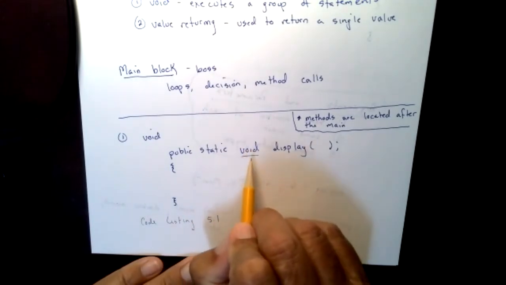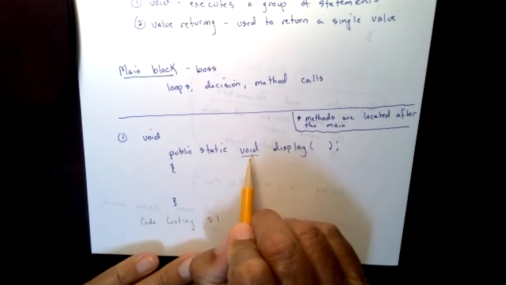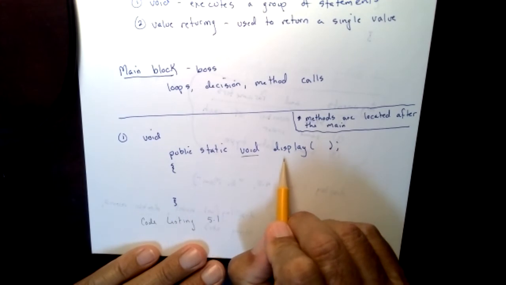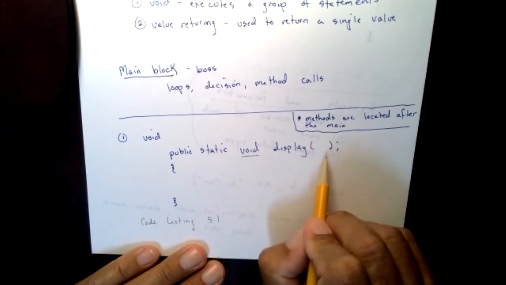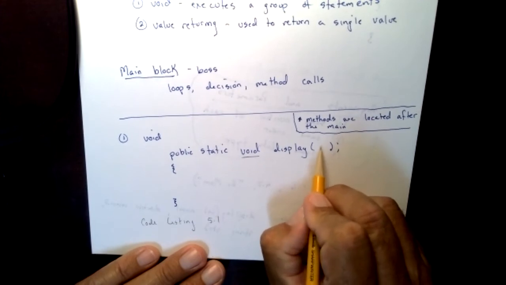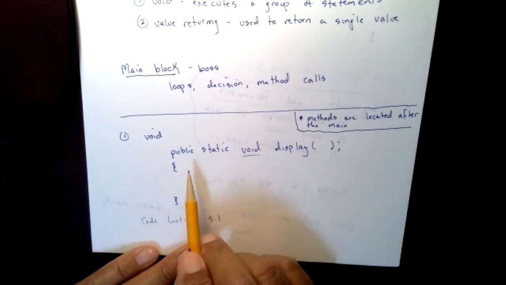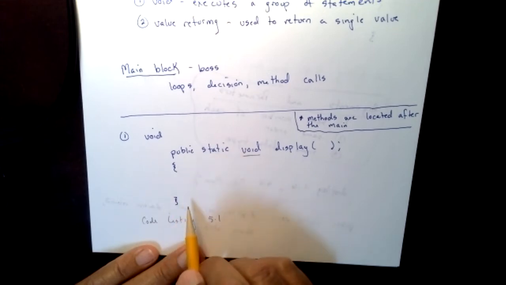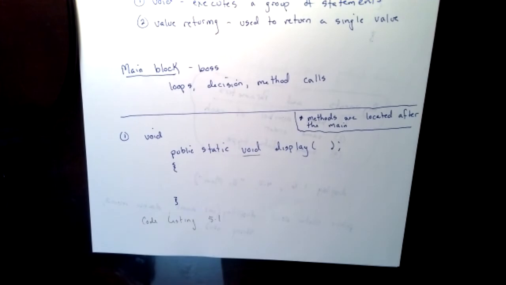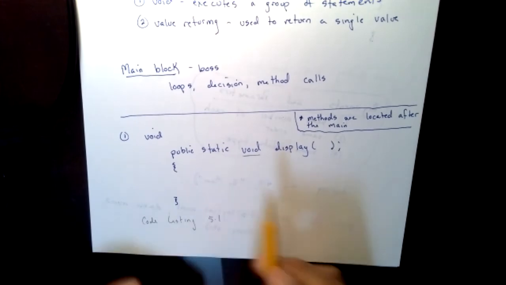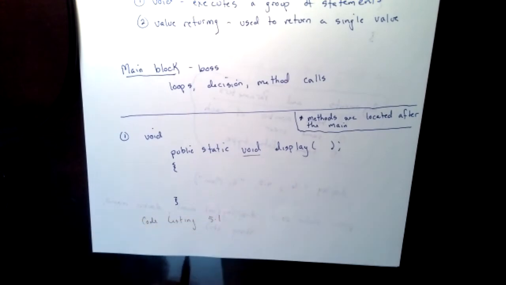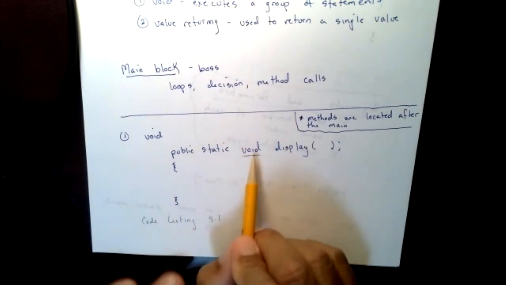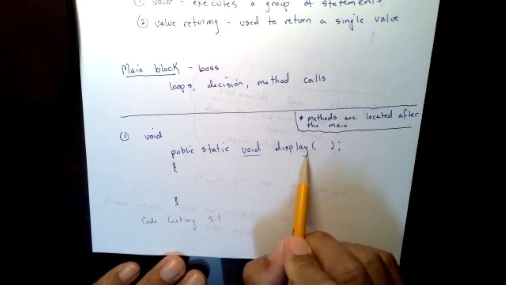Now, why? Void says I'm not going to return anything. Then I have my method name, display, and a set of parentheses. Now, it's optional whether I have something in those parentheses or not, and we'll talk about that in a minute. The body of my method starts with a left brace and ends with a right brace. And you saw an example of this in code listing 5.1. All it's going to do is display some messages, the charge that I had given Mohammed. So it's public static void and then my method name.